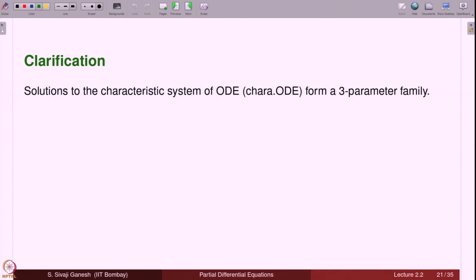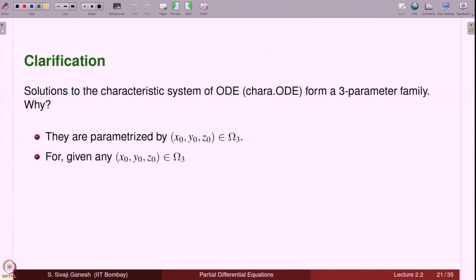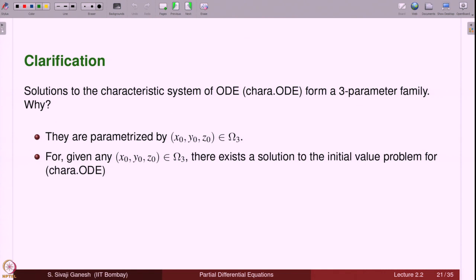The clarification to this is the following. Solutions to the characteristic system of ODEs form a 3 parameter family. Why? Because they are parameterized by the points of omega 3. So, take a point in omega 3, x naught, y naught, z naught, and then for any given x naught, y naught, z naught in omega 3, there is a solution to the initial value problem which we call the characteristic ODE. This stands for dx/dt equal to a, dy/dt equal to b, and dz/dt equal to c with these initial conditions: at t equal to 0, x0, y0, z0 is x naught, y naught, z naught.